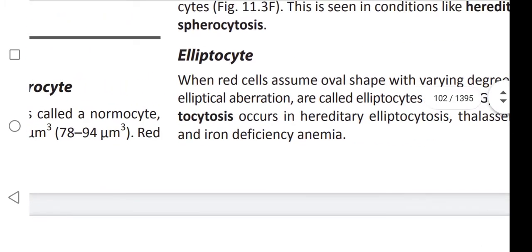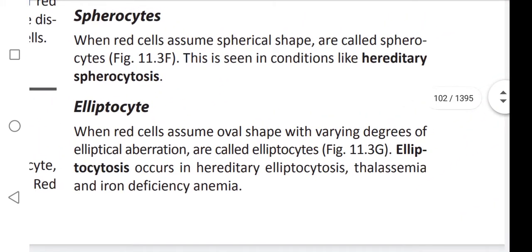Next, elliptocyte. When red cells assume oval shape with varying degrees of elliptical aberration, they are called elliptocytes. Elliptocytosis occurs in hereditary elliptocytosis, thalassemia and iron deficiency anemia.